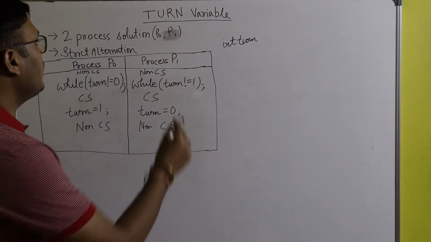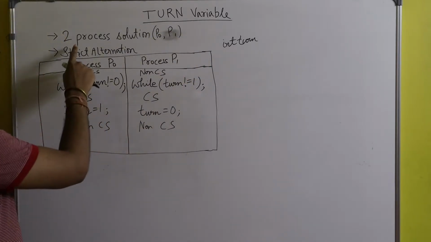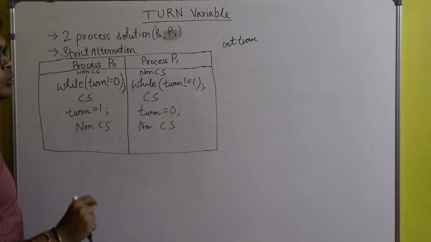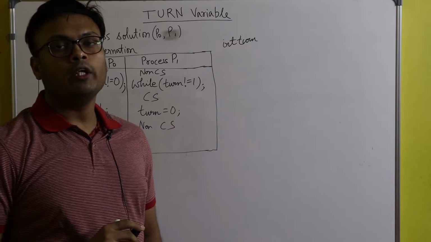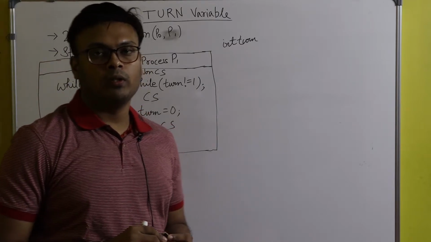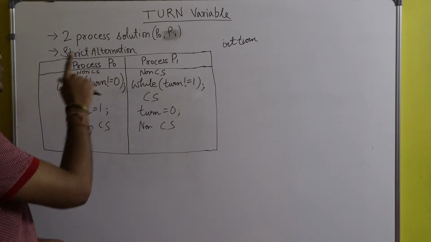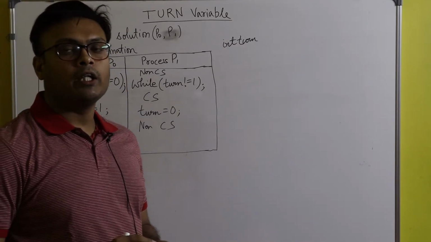So here you see I have written turn variable and these two theoretical points. The first one is two process solution. So basically, turn variable is a two process solution. Here only two processes are involved. And the second thing is strict alternation. So it's about the strict alternation approach.